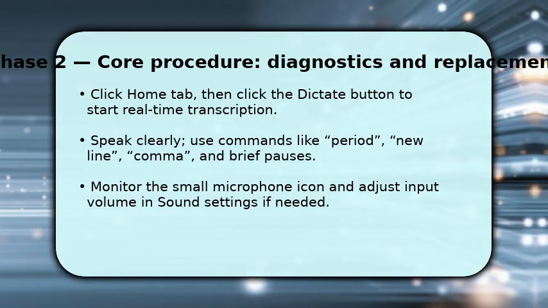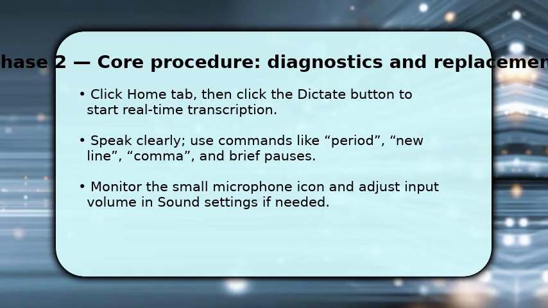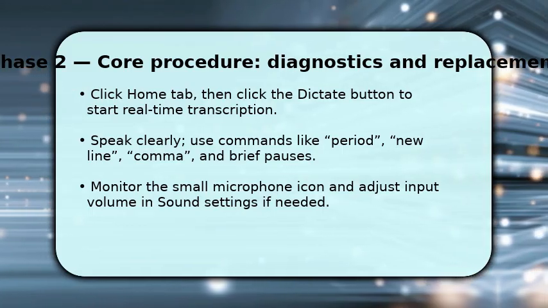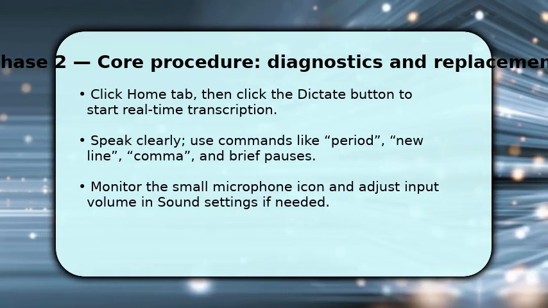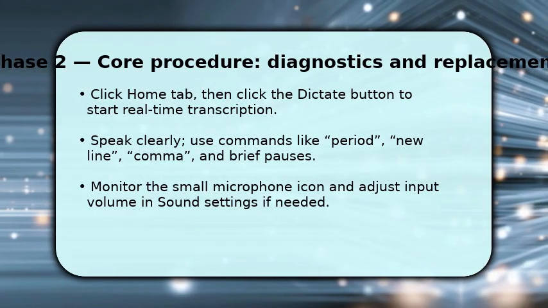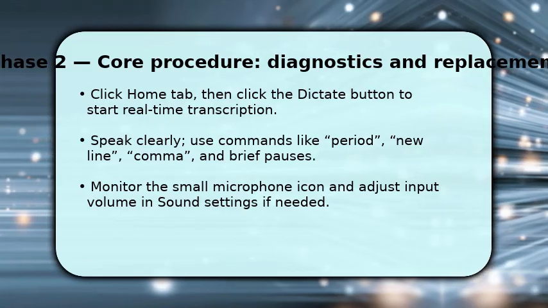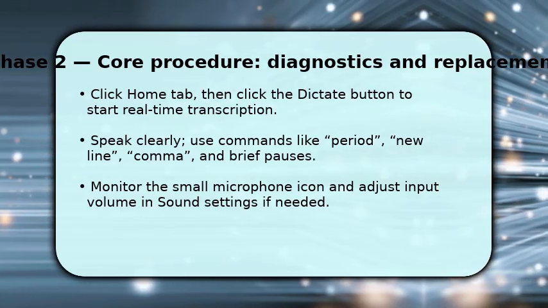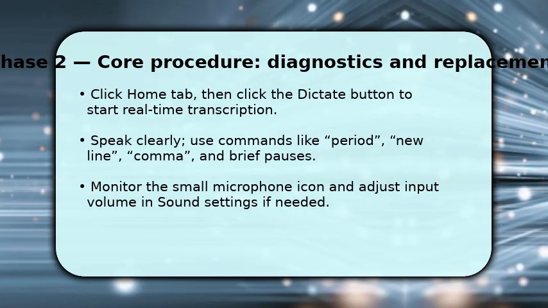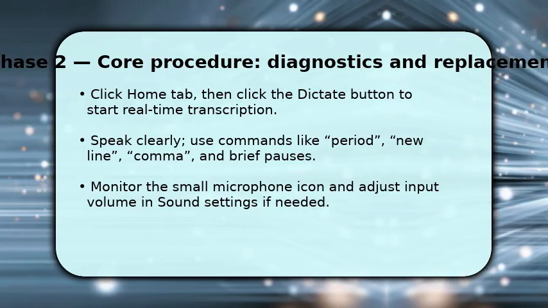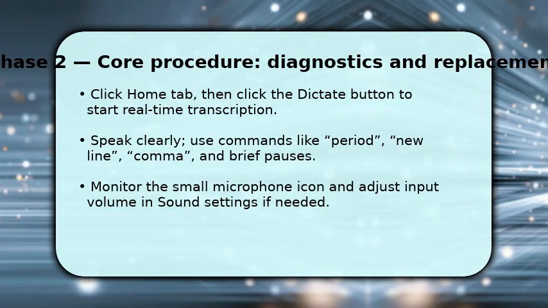Speak naturally, enunciating punctuation words such as period, comma, new line. This tells Word how to format text. If Word misses words or underperforms, make sure noise suppression isn't overly aggressive and adjust input volume in sound settings. Once you pause, the microphone may stop. Simply click Dictate again to resume.